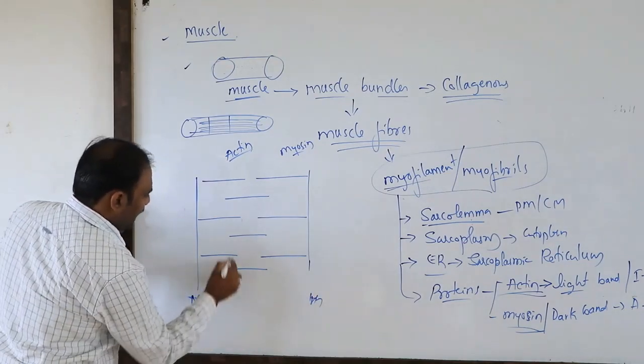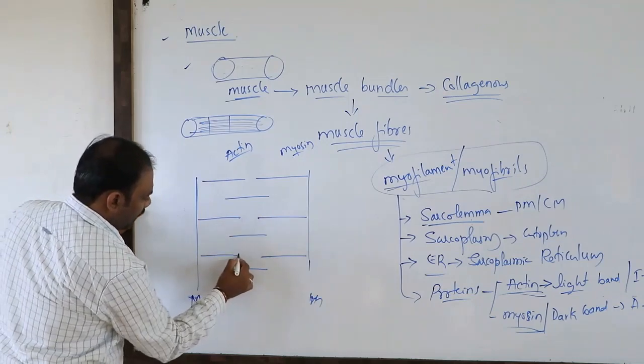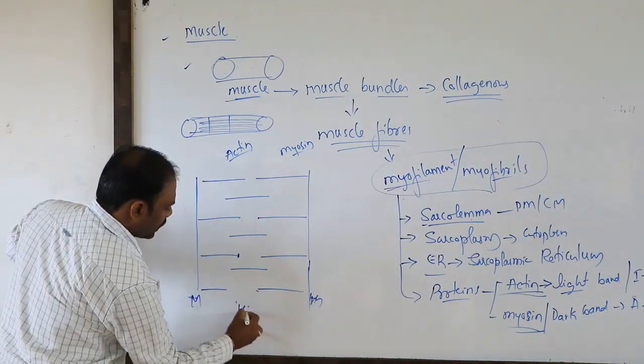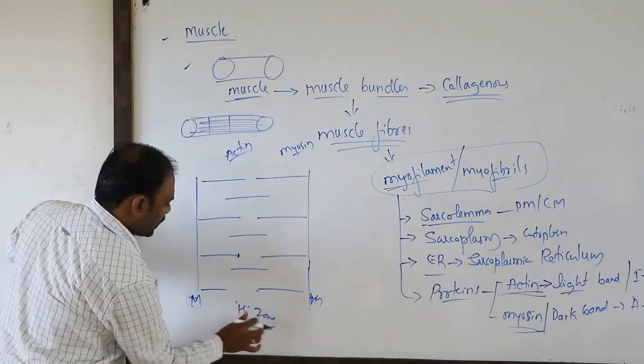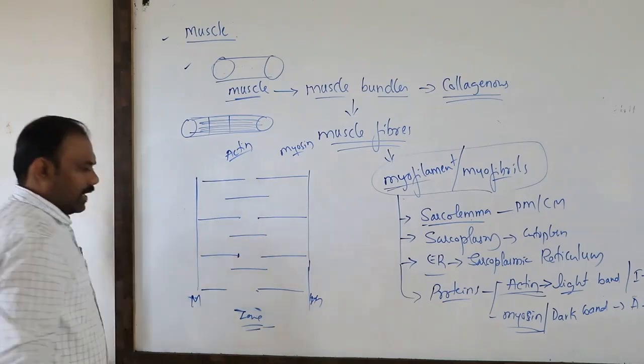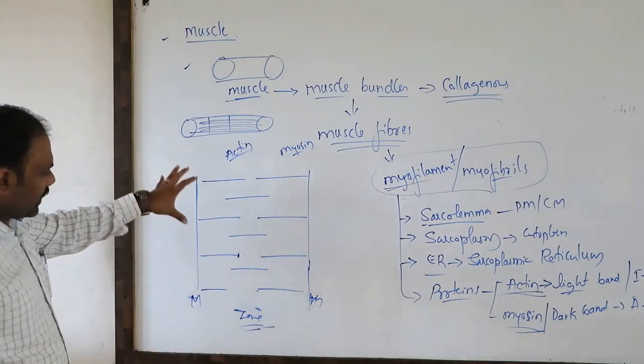But here the gap between these two, I can write it like this. This gap is nothing but the H zone, or M zone, Z zone. We have many. Yes, it is considered as the zone. Here, this is the normal condition.